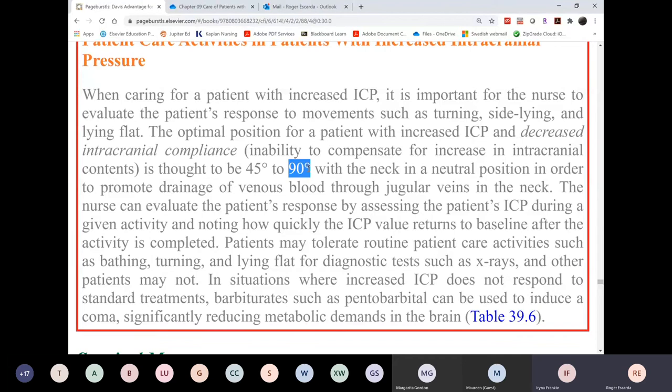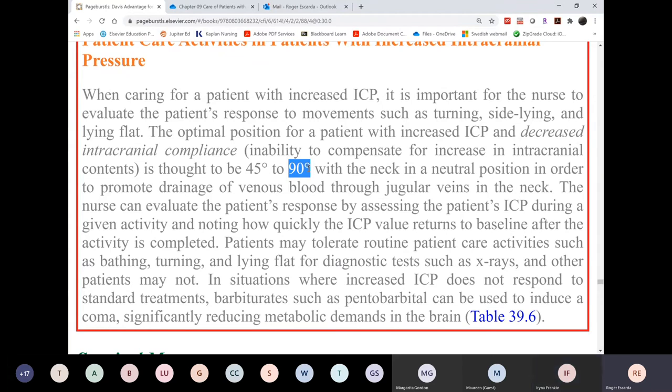The reason is, if you put 90, what happens to the blood pressure when you put somebody in a sitting position? It drops. Right, so do you agree that 90 degrees would be too high? Because remember, we need our blood pressure low or high? We need it high because we need the CPP to be 70 to 100. So 90 degrees would be too high. That will drop our blood pressure. Now our CPP will be low.